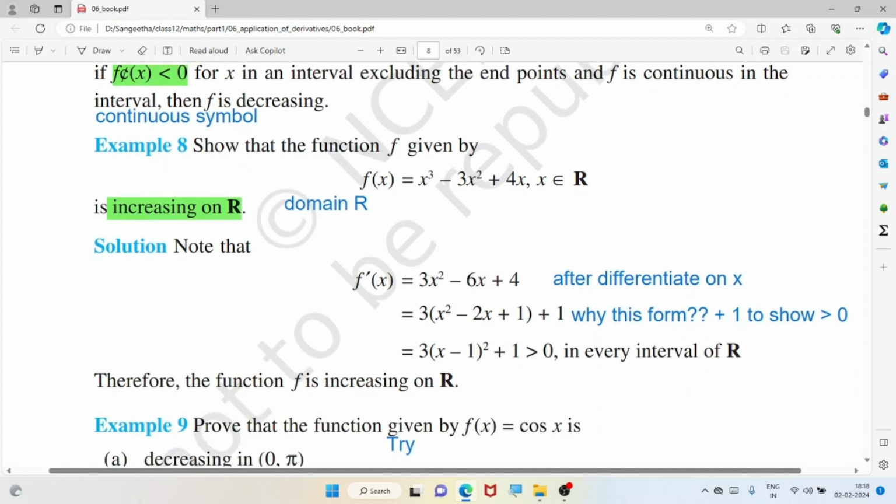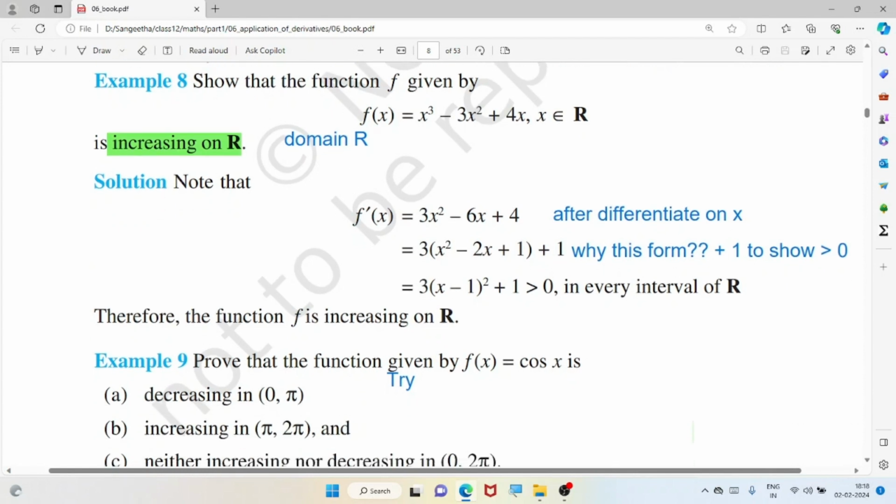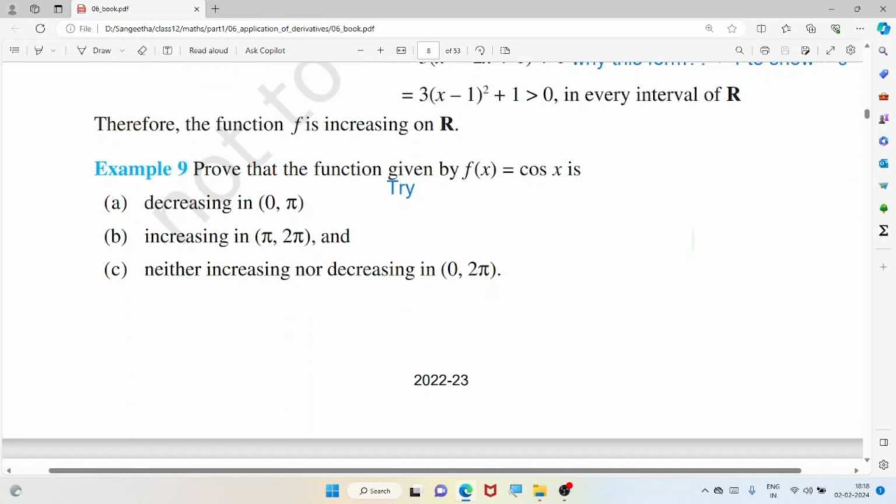Show that the function f is given by this is increasing in R, the real numbers domain. So f dash of x is obtained after one time differentiation. They are rewriting this in this form so that we can say this is greater than 0 for every interval of R, that is, in the real number domain. So when this is plus 1, therefore the function f is increasing in R.